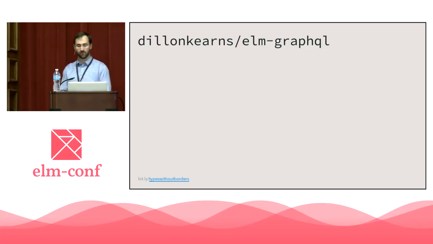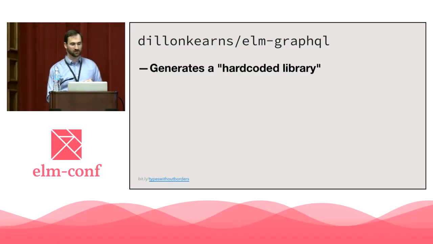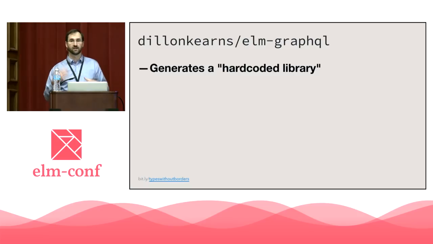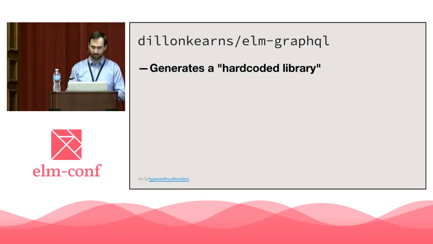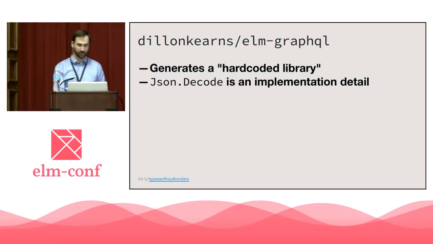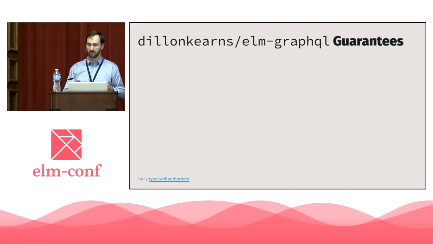That's where this library I've built, dillonkearns/elm-graphql, comes in. This library essentially generates a hard-coded library for your particular GraphQL schema. And instead of you writing your JSON decoders and telling it, I expect this to be a string, I expect this to be an int, it treats JSON decoding as an implementation detail that's taken care of for you. So it gives you some guarantees.